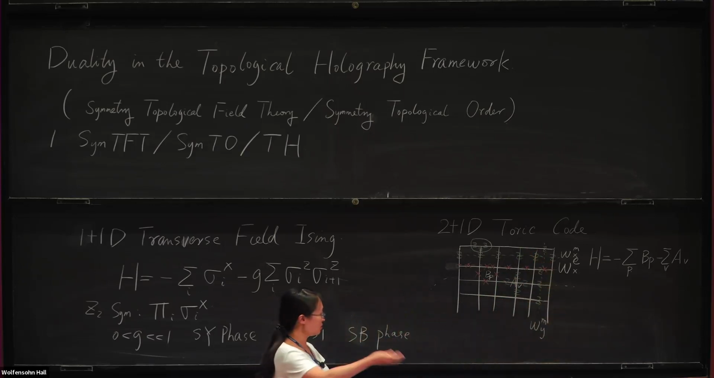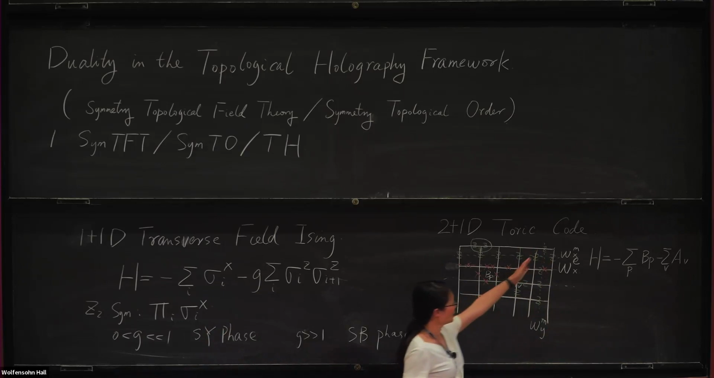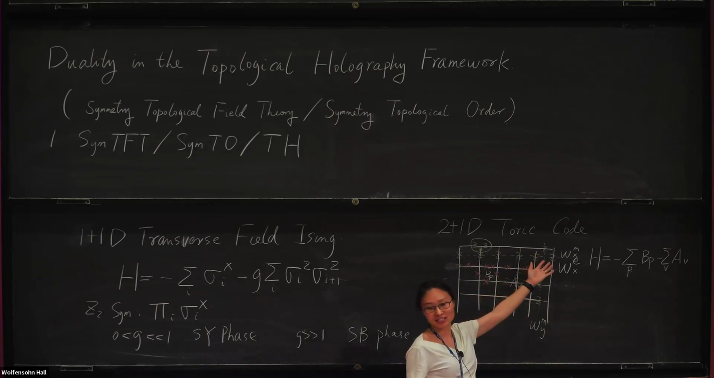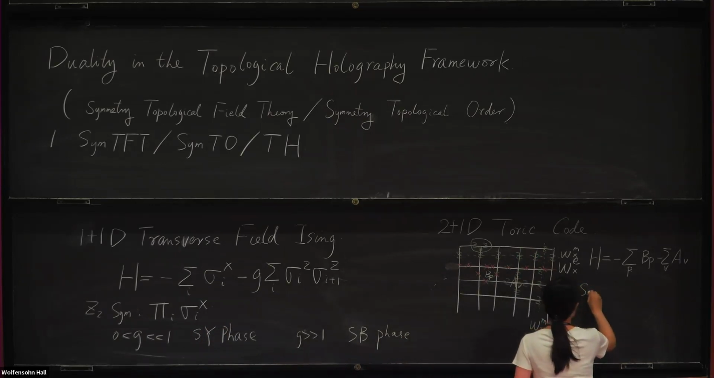So this W_Y string, even though in the bulk, if it terminates, it's going to create an excitation, we see that on the boundary, if it terminates, it's not creating an excitation. So in that sense, we say that this smooth boundary is where the M flux excitation condenses. Smooth boundary.